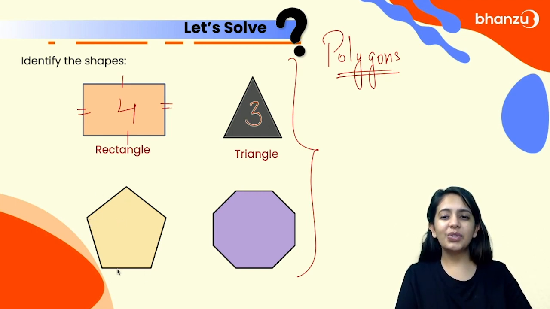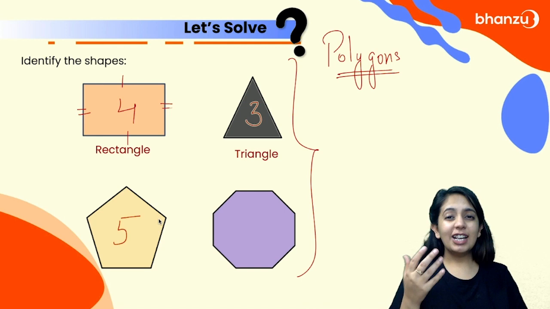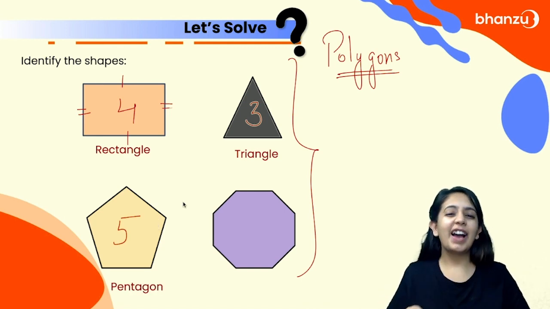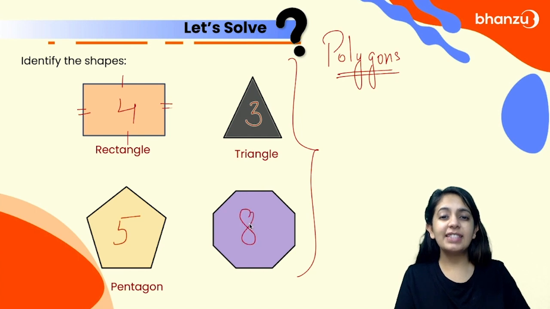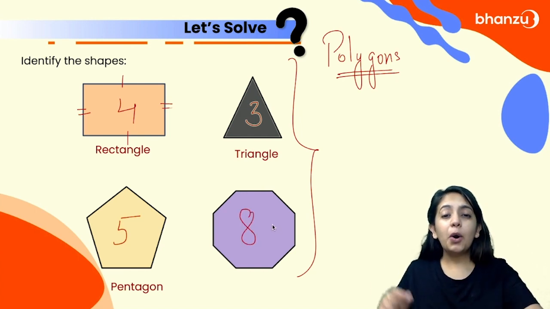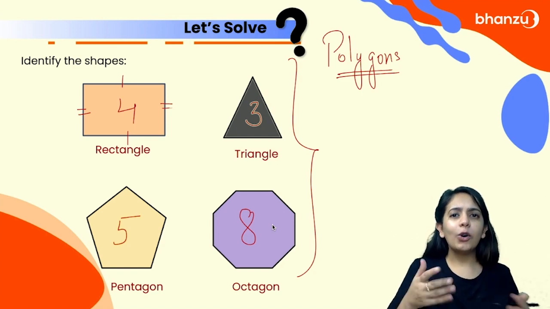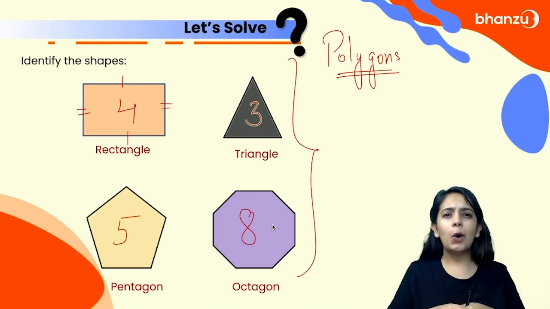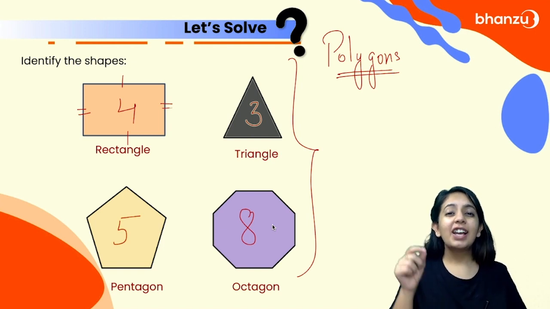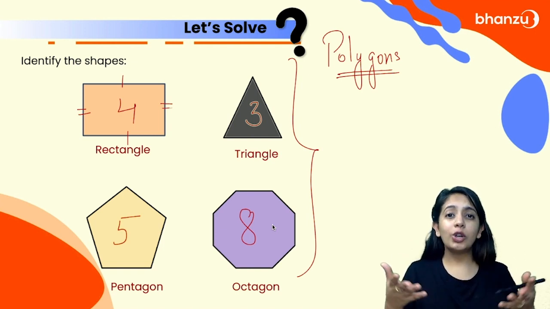It has 1, 2, 3, 4, 5 sides. So what do we call such a polygon with 5 sides? It is called a pentagon. Amazing. And the next one has 8 sides. So what do we call a polygon having 8 sides? We call it an octagon. Just like how an octopus has 8 legs, how the 8th month is October, just like that, the polygon with 8 sides is an octagon.